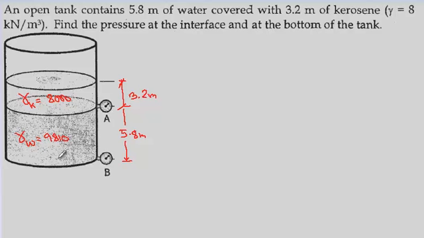Now, we just want to calculate for the pressure at the interface. Meaning interface, point A, between the layers. Of course we know that they will not mix. Water and kerosene won't mix. Kerosene is a hydrocarbon, or it is non-polar. Water is polar, so they don't combine.